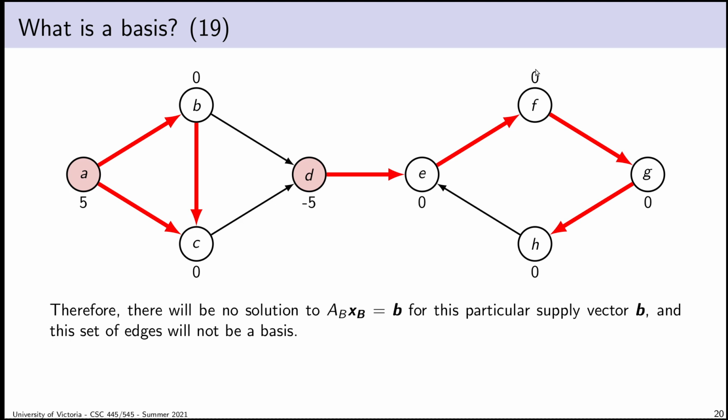And so because there is no solution, there's no way of producing a balanced flow, then this matrix, whatever it is, notice how we never actually had to construct the matrix to demonstrate this point, this matrix A_B can't be invertible. If there is a vector b, a valid set of supplies for which there is no solution, then the matrix can't be invertible. Therefore, this is not a basis.